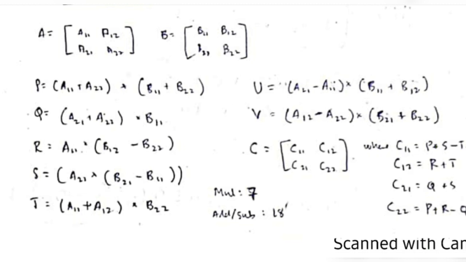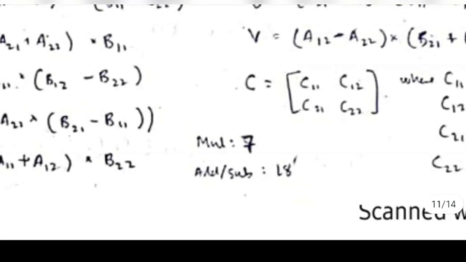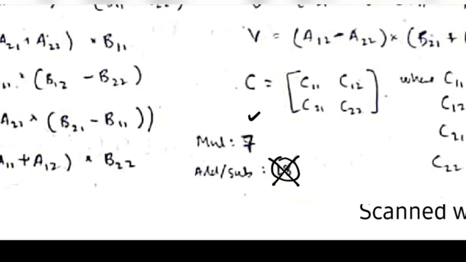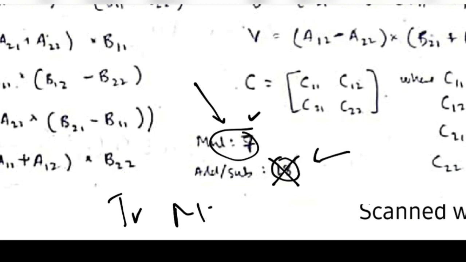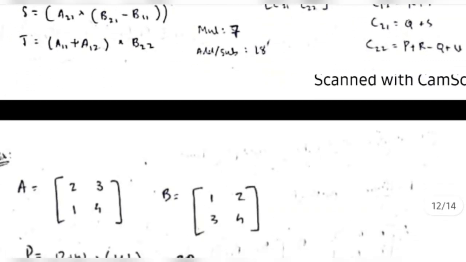As you can see in these formulas, you will multiply 7 times and add and subtract 18 times. This doesn't matter because adding and subtracting is considered a constant cost. Only multiplication will take more time, so the basic operation here is multiplication. In the traditional method, the number of multiplications was 8, right? Here you are multiplying just 7 times, so it's reduced by 1. So here it's taking less time.